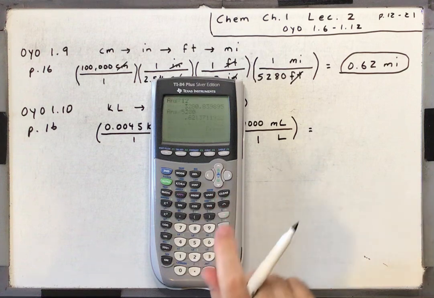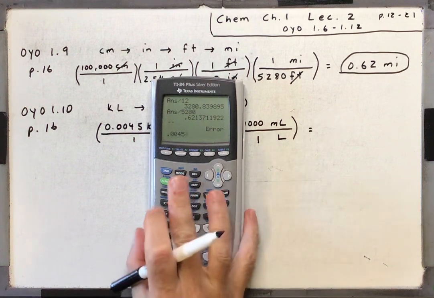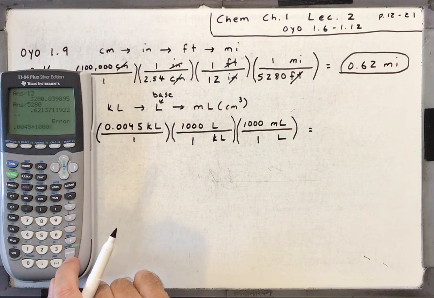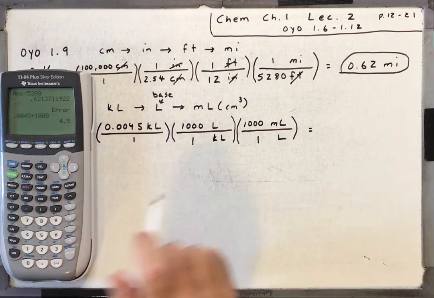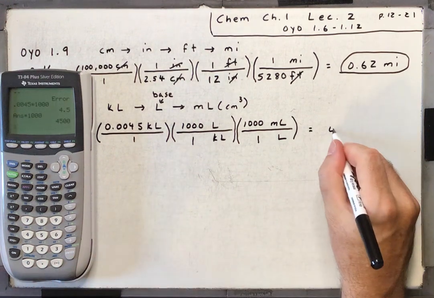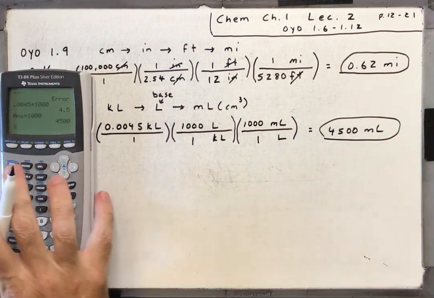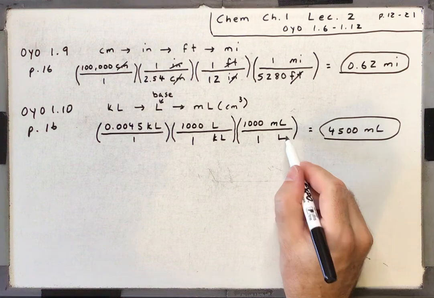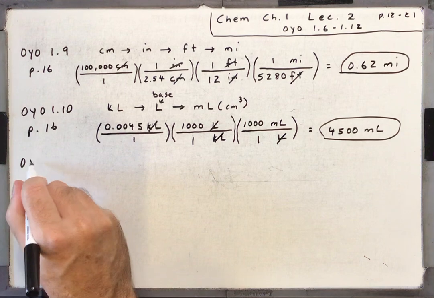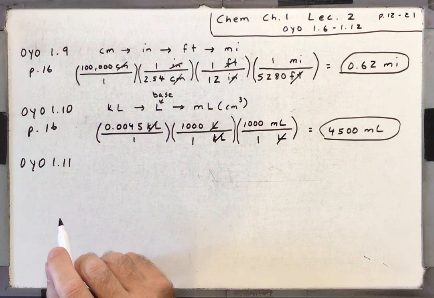So this time, we're going to take 0.0045 kiloliters, times 1,000. I like to hit enter in between. You wouldn't have to. Then times another 1,000. So that's 4,500 milliliters. So your unit is the one that ends up on top in the last set of parentheses. Everything else cancels. All right, on your own 1.11, and then we'll talk about a different topic.